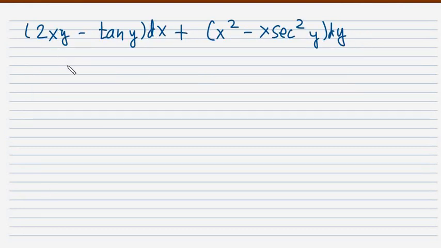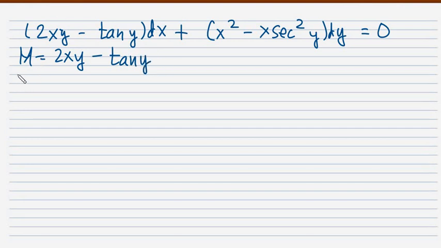So let's go to our second example. We have the quantity 2xy minus tangent y, close quantity, differential x, plus the quantity x squared minus x secant squared y, close quantity, differential y is equal to 0. Our m here is 2xy. Remember, m is always with differential x, just to standardize things, and n is always with differential y.